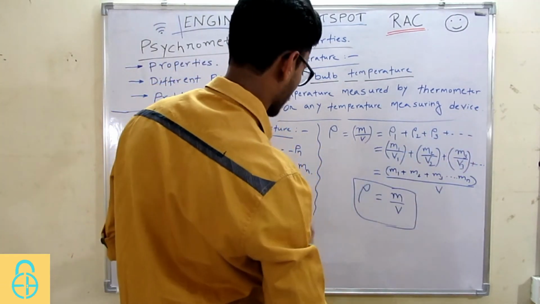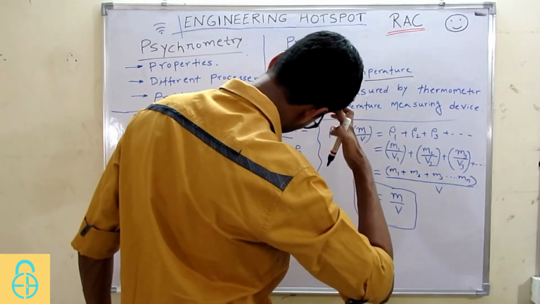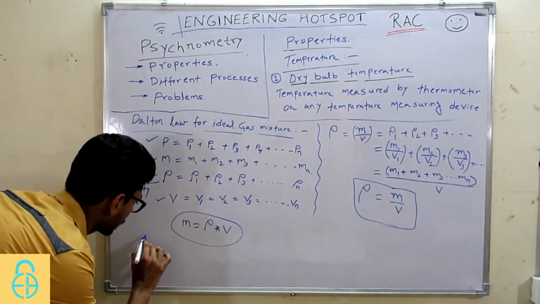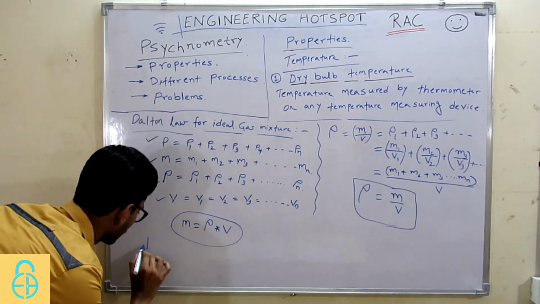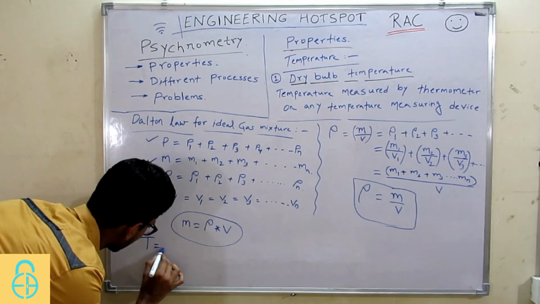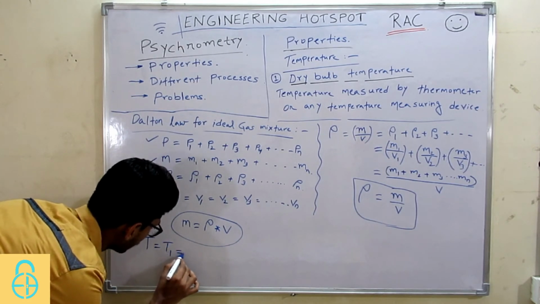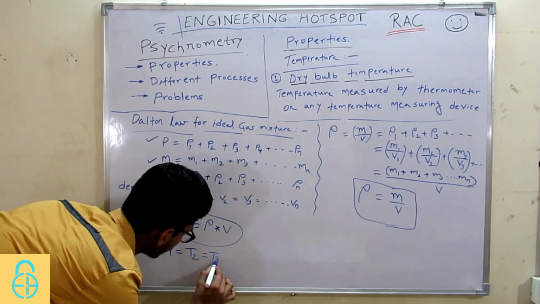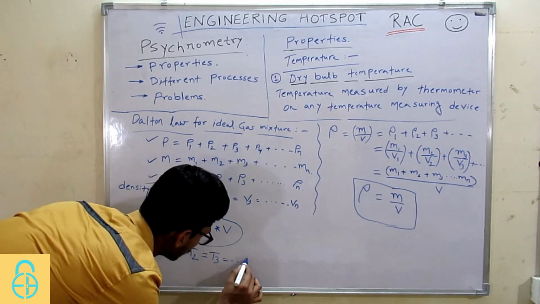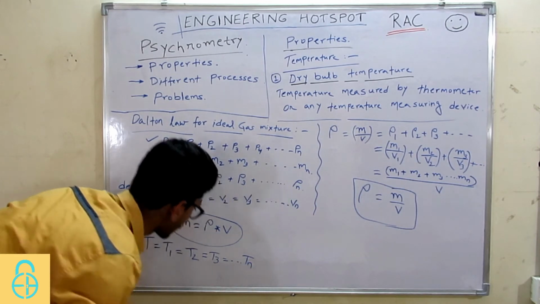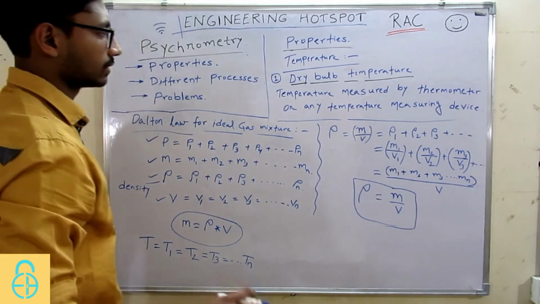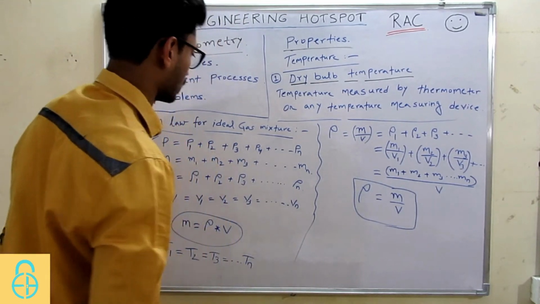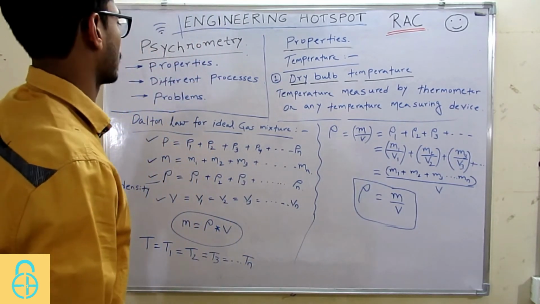Okay, and one more is that you can take temperatures also. The temperature of the mixture, remember, will be the same as the individual gas components. All will be equal. The temperature of all the gases will be equal, and that will be equal to the temperature of the mixture according to Dalton's law.